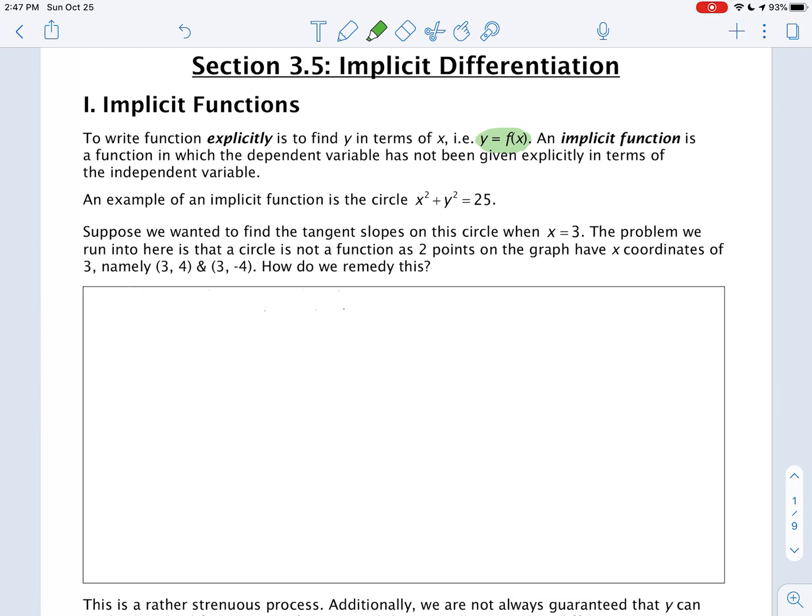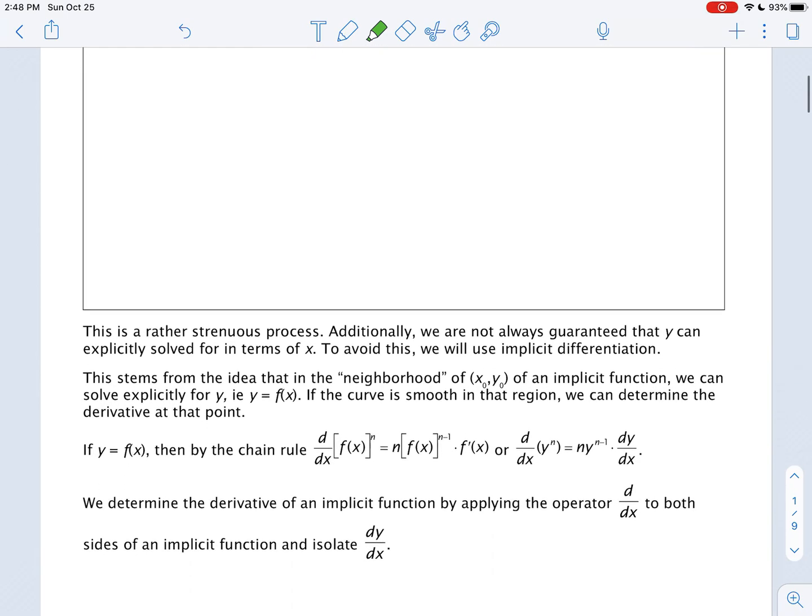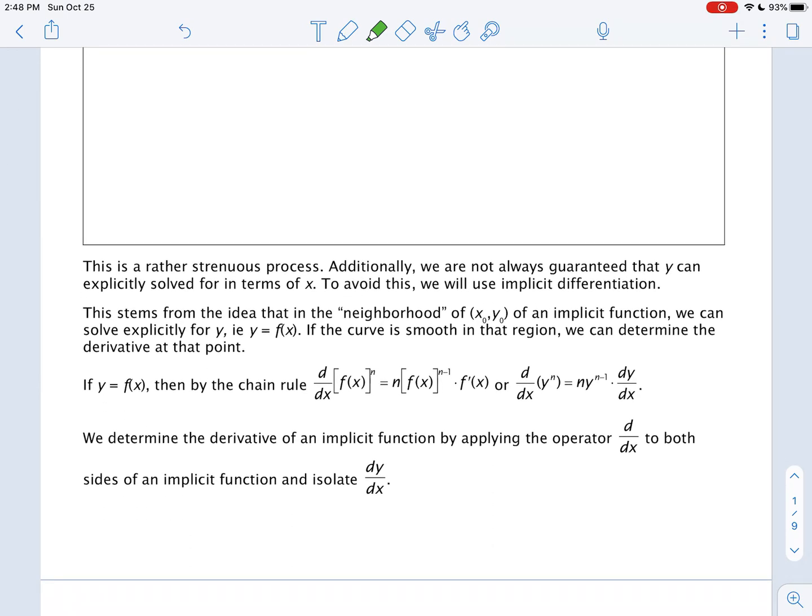So what is an implicit function? Well, it's exactly that. It's an equation in two variables where the dependent variable has not been explicitly solved for. The y equal to f of x, x is the independent variable, and the value of y depends on the value of x for its output. So here we're going to still work with a function that is just an equation in x and y, and neither one is explicitly solved for, but we can still find what the derivative is.